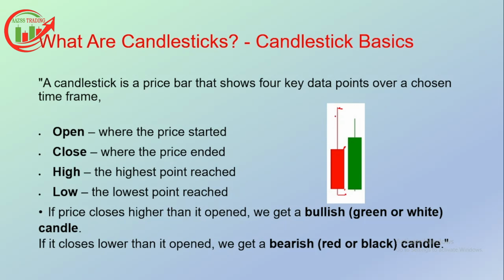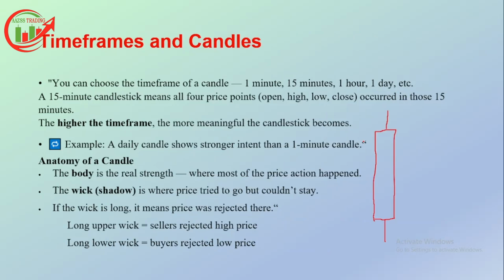These are the wicks. Call it either the wick or the shadow. This is the real body, and this is also a wick or shadow. Looking at this bullish candle, you can see it has a small wick there, and it gives a bigger, longer wick to the highest point. You can see that over there. Right, so let's get to the next slide.